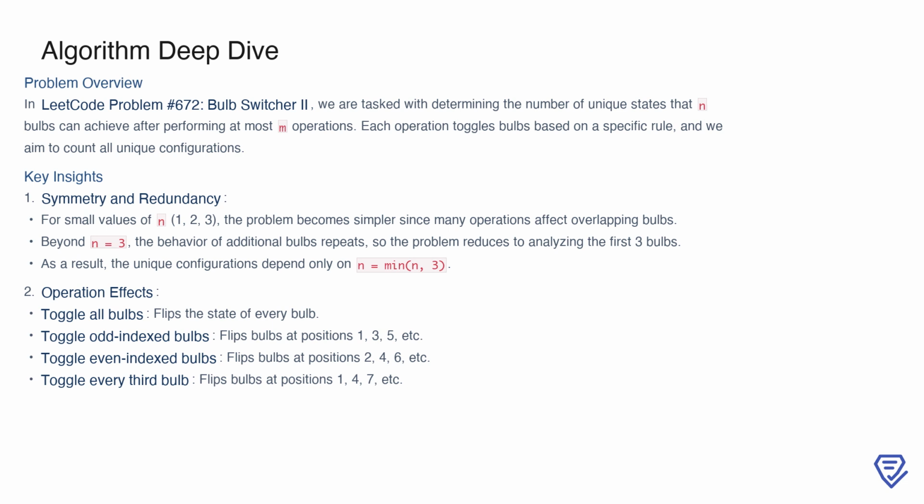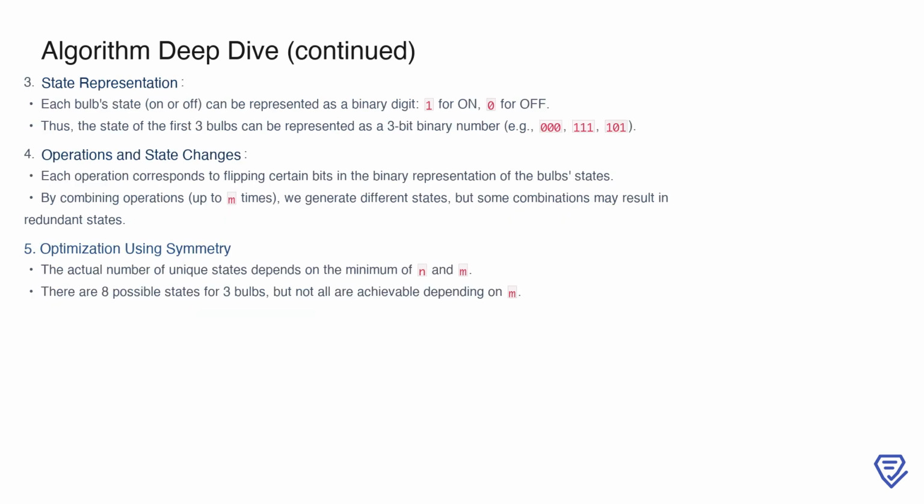To represent the states of the bulbs, we can use a binary format where each bulb is represented as a binary digit, 1 for on and 0 for off. For example, the first 3 bulbs can have states like 000, 111, or 101, which correspond to specific on-off patterns. When we perform an operation, it effectively flips certain bits in this binary representation. For instance, toggling all bulbs flips every bit, while toggling odd-indexed bulbs only affects specific positions.